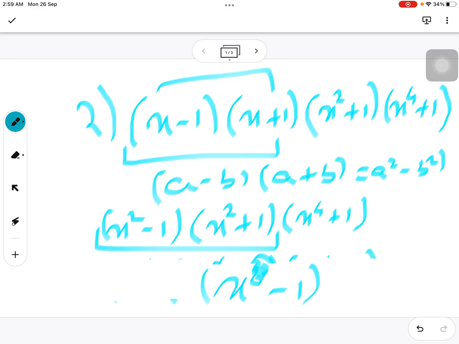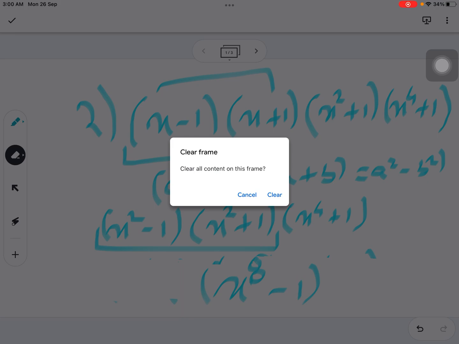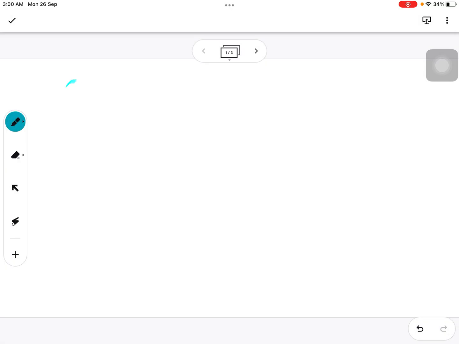Forgive my handwriting. On the Jamboard we have a problem with legibility. So this becomes x to the power 8 minus 1. Okay, this is a typical kind of problem. It's likely to come in the exams. Let's look at the next problem.